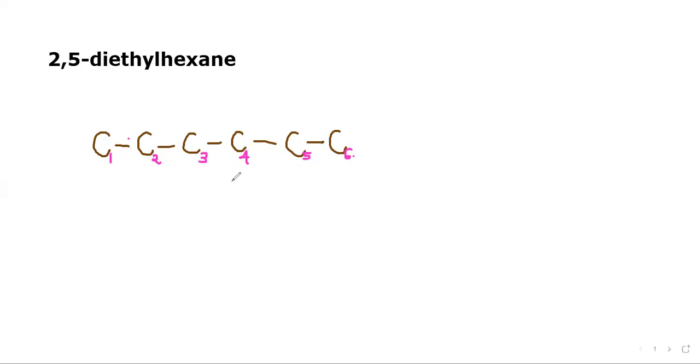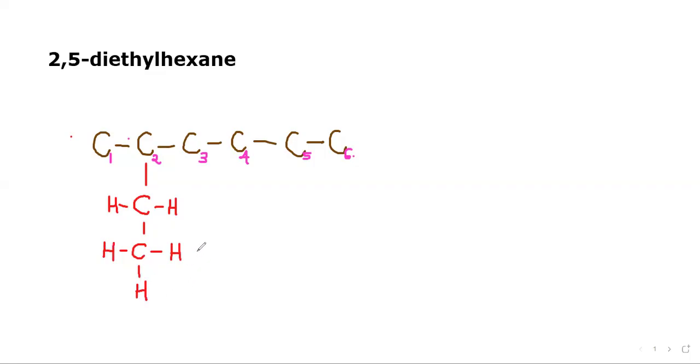So it means on the second carbon atom, we are going to have an ethyl group, right? We know that an ethyl group is CH2, CH3. So that will be CH2 as well as CH3. So that is our first ethyl group. So we draw it like that. So that is the ethyl group.